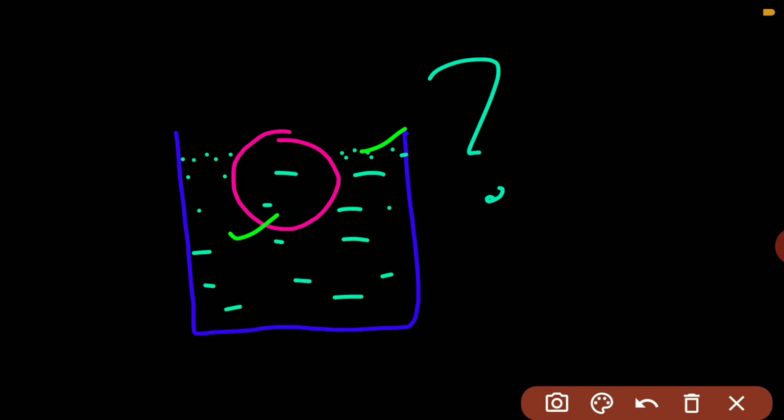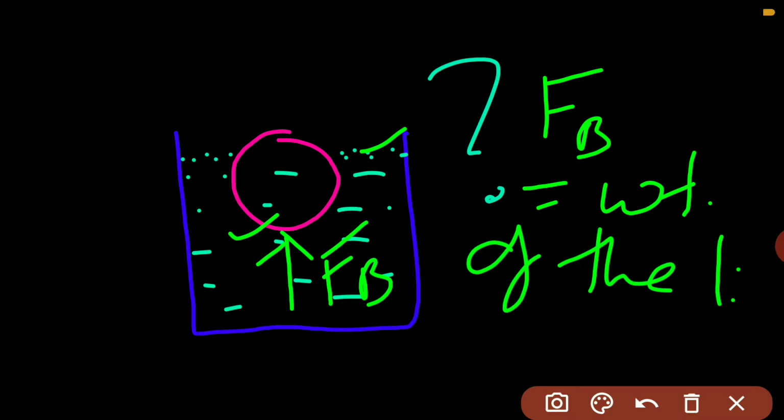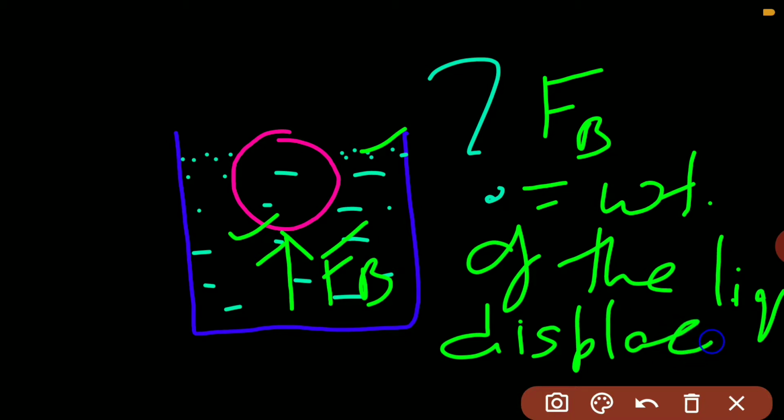Now, because of which this object experiences upthrust, Fb, right? And this upthrust must be equal to the weight of the liquid displaced, right? Okay, so this is what we have studied in our previous videos also. I hope you understood the first paragraph. Now let us go back to the book.